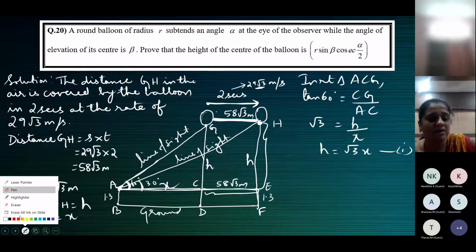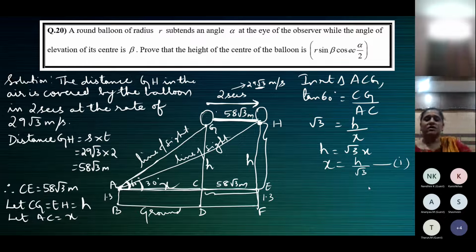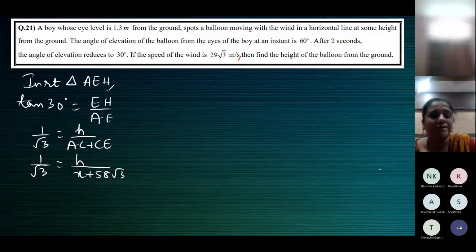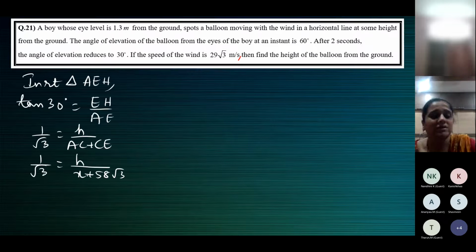Now come back here and write X is equal to H by root 3, and call it 1. Because here in place of X, you're going to write H by root 3. So when you write H by root 3 in place of X, in this equation there is only H. So you can work it out and find the value of H, and hence find the height of the balloon.